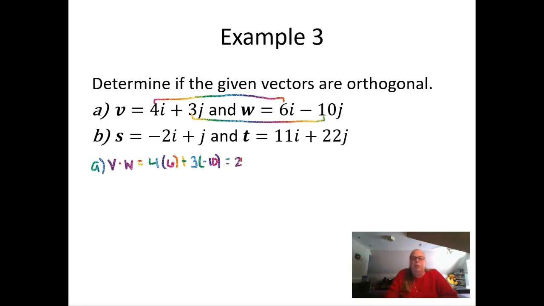This is going to give me 24 plus negative 30, and that's going to give me negative 6. So since this product is not 0, these are not orthogonal.